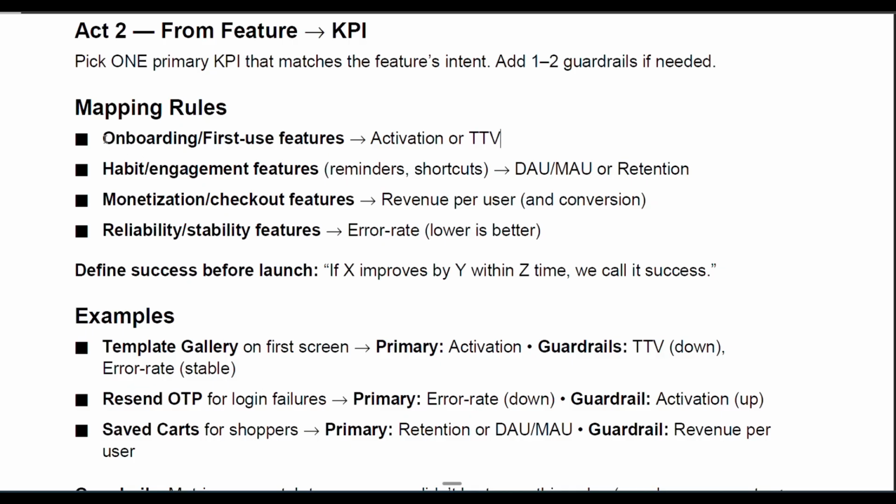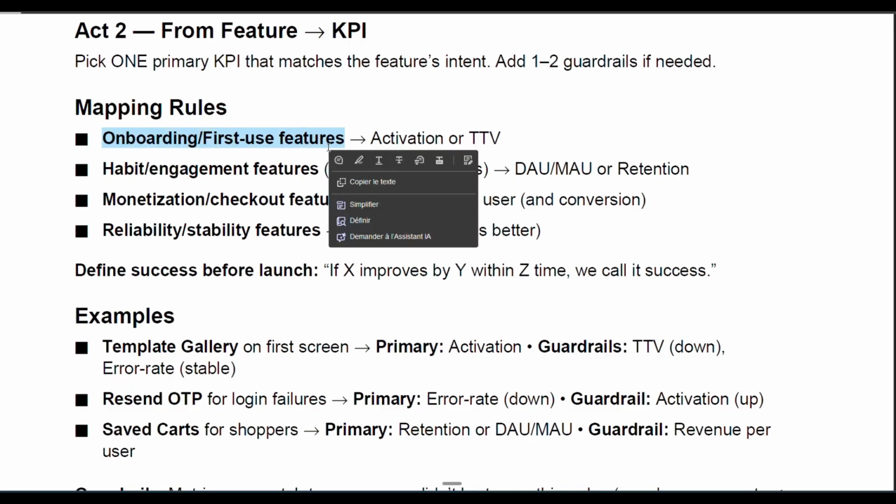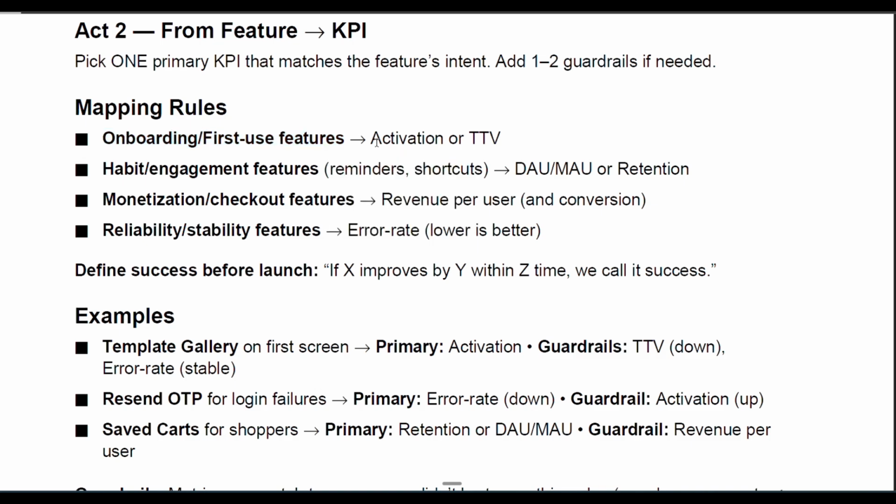So, let's say your feature is onboarding or first use features. So your primary KPI could be activation or time to value. Or maybe you can just keep activation as the primary KPI and TTV as the guardrail, right?